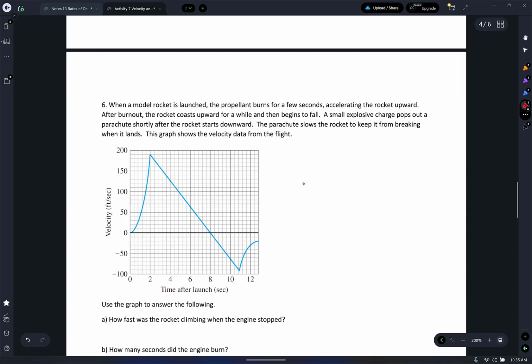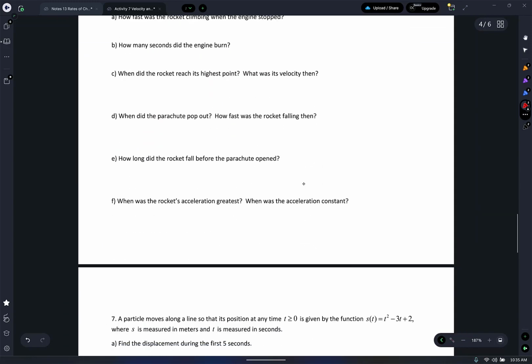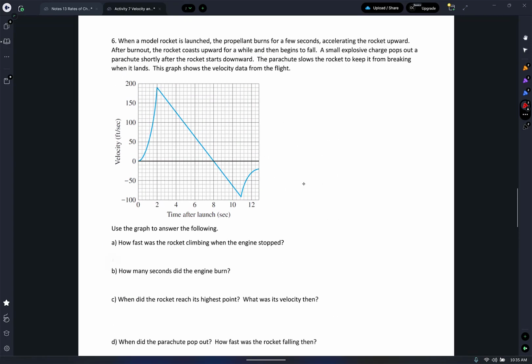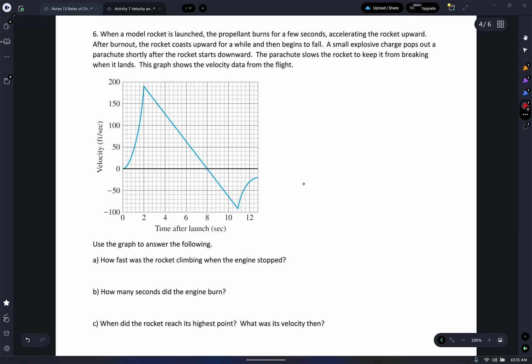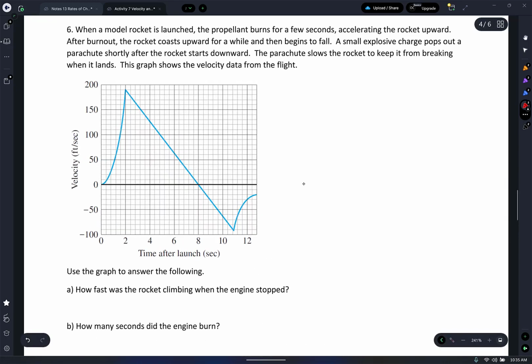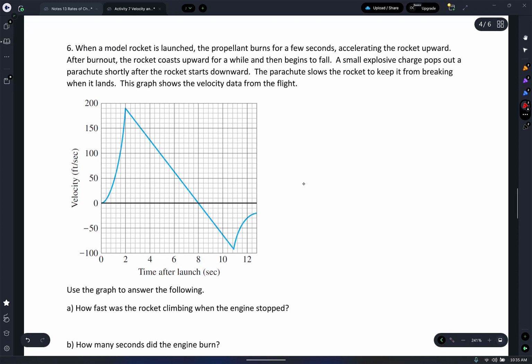Look at question number 6. I gave this question to Wince a long time ago, so hopefully he showed it to you guys. But if not, no big deal, because I thought this was a really good question for physics people. So, yeah, let's read it.